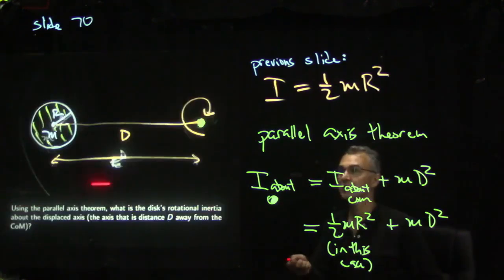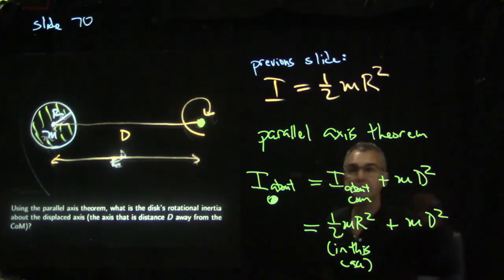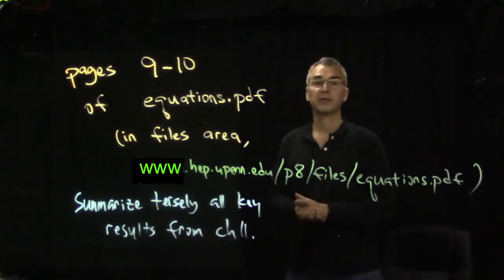Okay, so we did it. Using the parallel axis theorem, what is the disk's rotational inertia about the displaced axis, which is a distance d away from the center of mass? And we worked it out. It's the original rotational inertia plus md squared. Whoa, we finally got through it. So that was chapter 11. That's all I have on chapter 11.